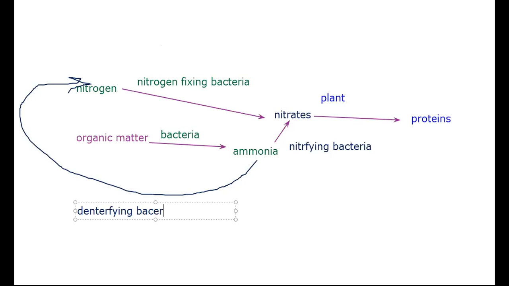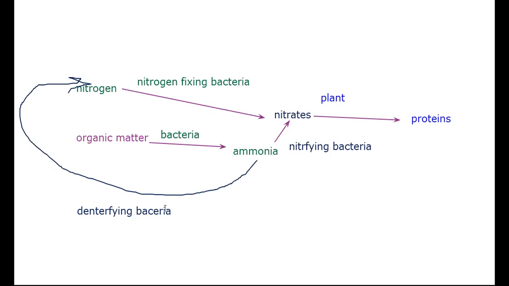Certain types of bacteria make this change. Ammonia can be changed into nitrates using nitrifying bacteria, and can be changed into nitrogen again using denitrifying bacteria. So I have nitrifying bacteria, useful bacteria. Nitrifying bacteria increase the nitrogen content of the soil as they change ammonia into nitrates.